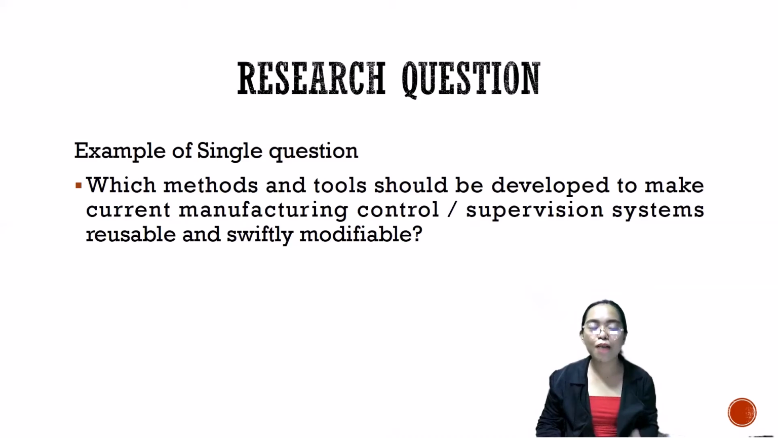So we have some examples here for research questions. First, we have a single question. The example presented on the screen is: Which methods and tools should be developed to make current manufacturing control or supervision systems reusable and swiftly modifiable? So this is an example of a single question.